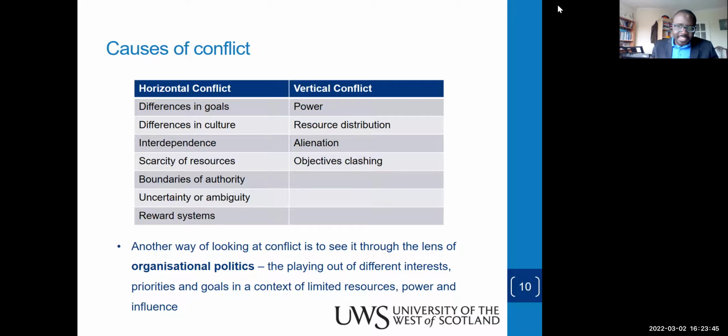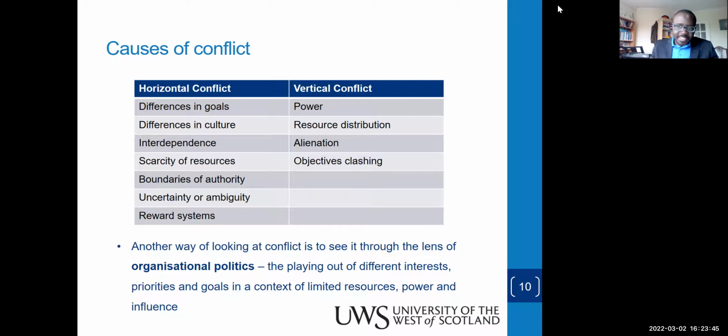Okay. When the reward system is not fair, we are all on the same scale as lecturers, yet you end up paying me lower than somebody who just came in. Why? For some unreasonable reasons. It could cause conflict. Okay.